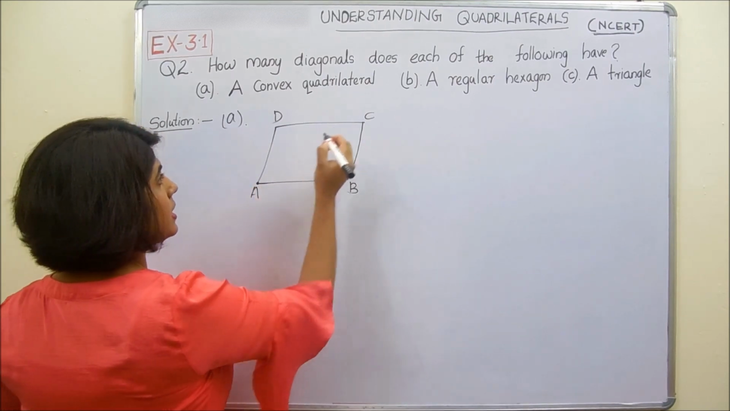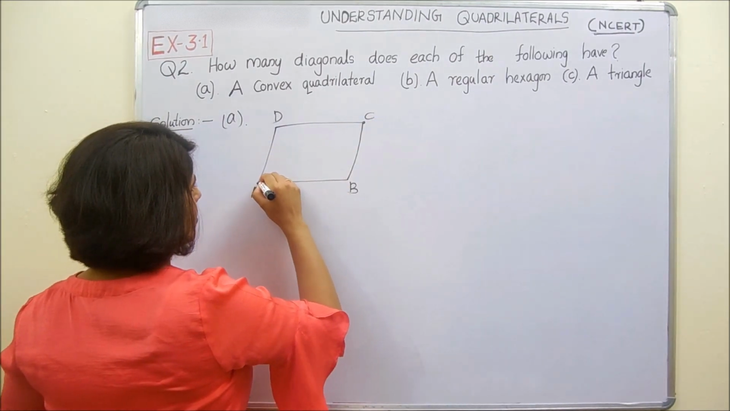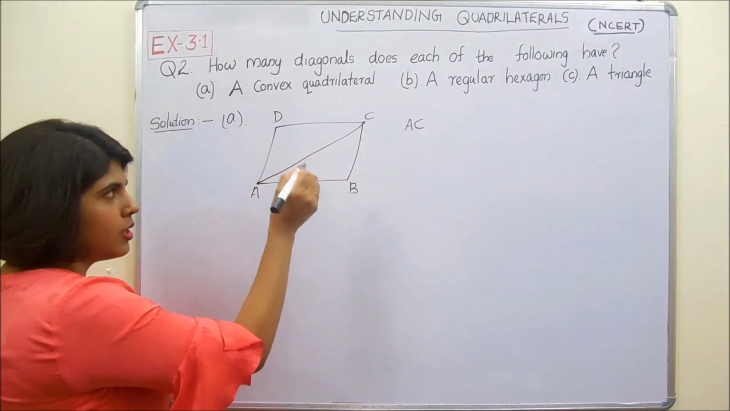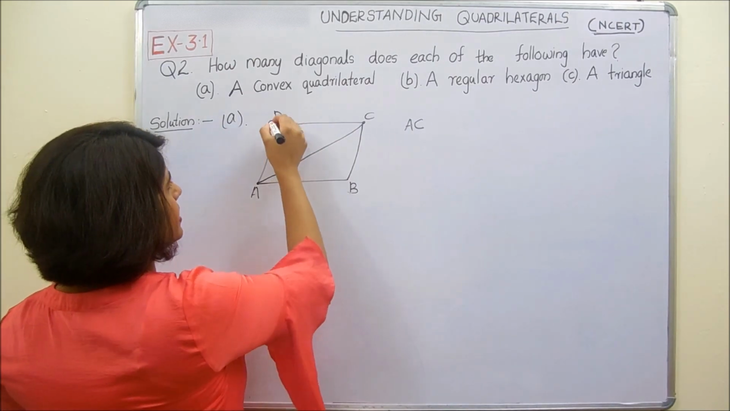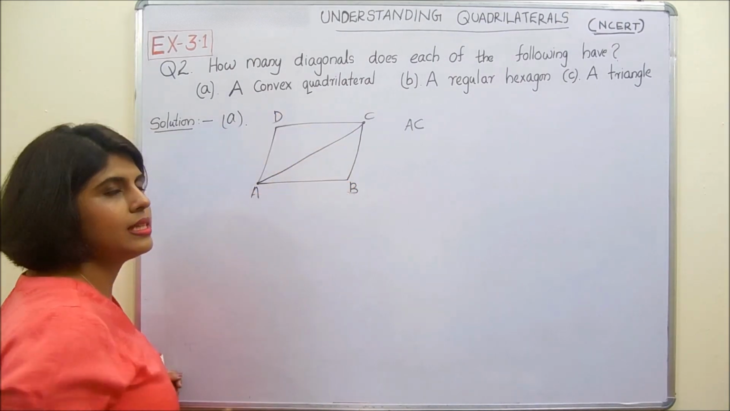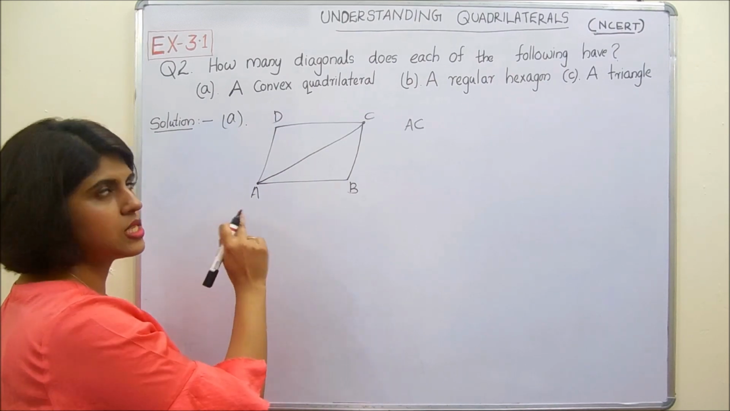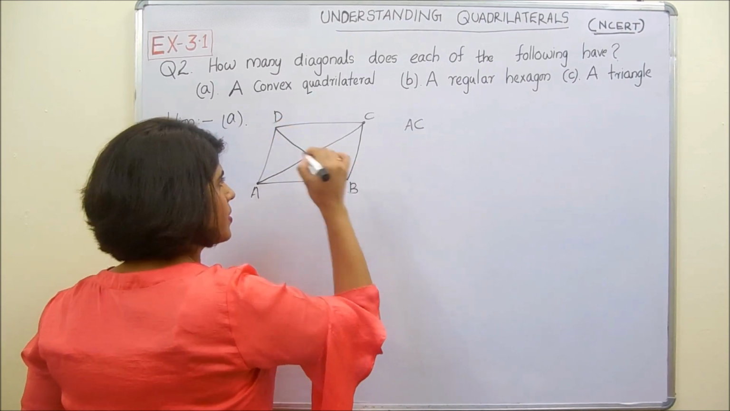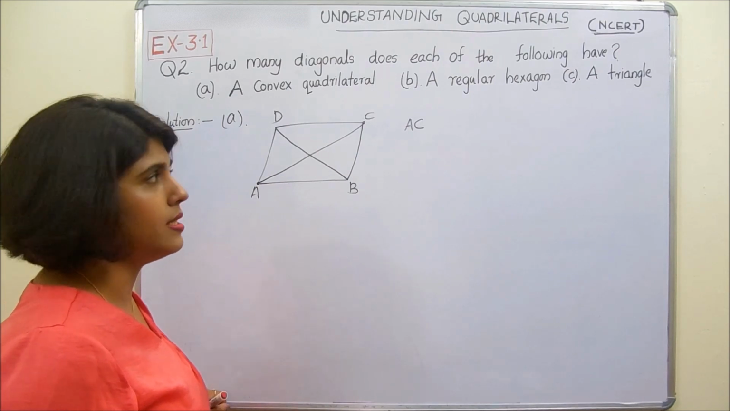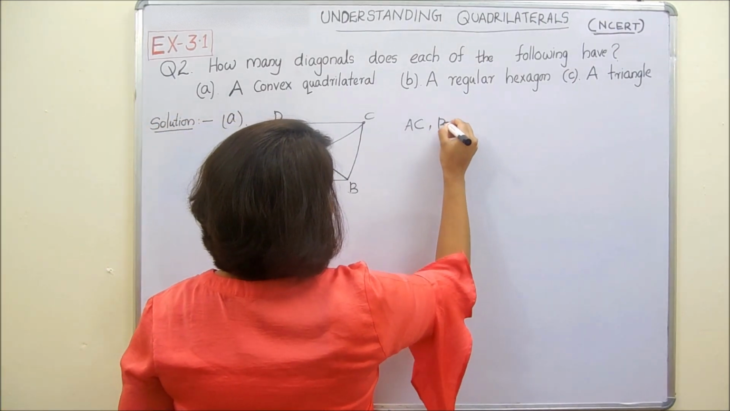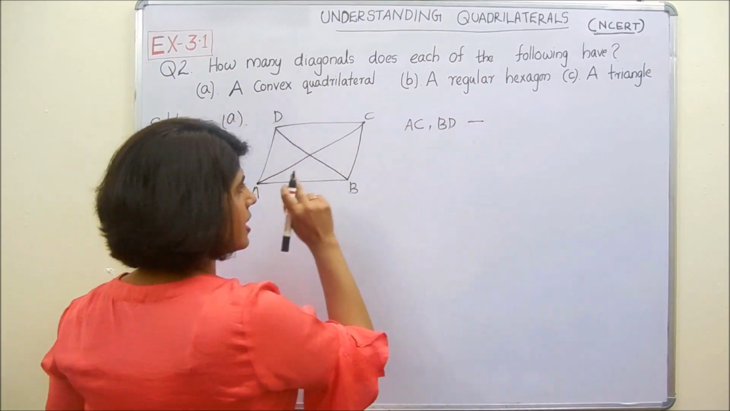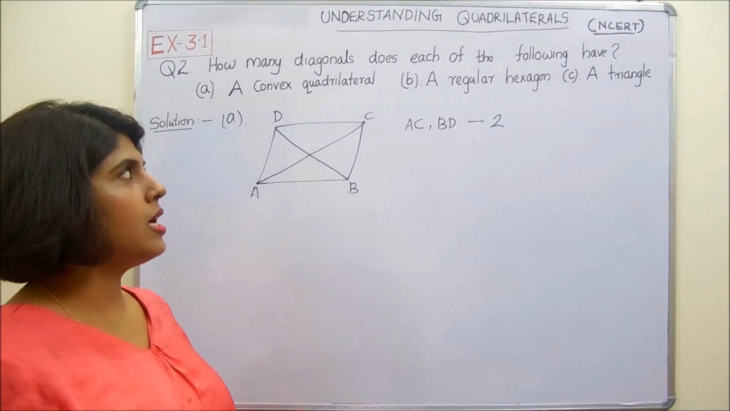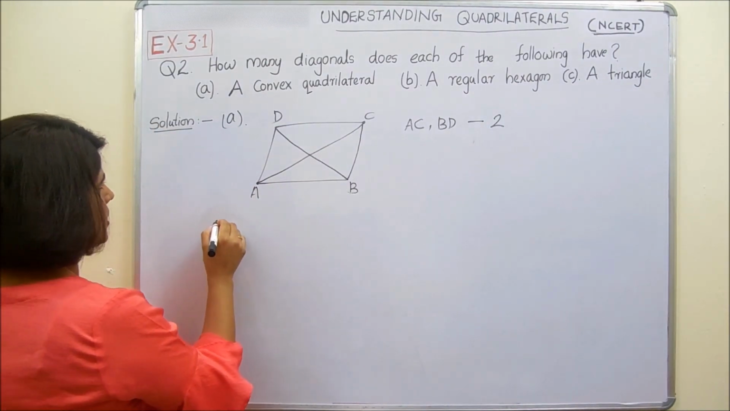Here A and C are non-consecutive vertices, so we can form a diagonal here. So AC is one of the diagonals of quadrilateral ABCD. And B and D are also non-consecutive vertices of this quadrilateral, so we can form a line segment. BD is again a diagonal. So AC and BD are the diagonals. So how many diagonals are there in a convex quadrilateral? Thus 2.